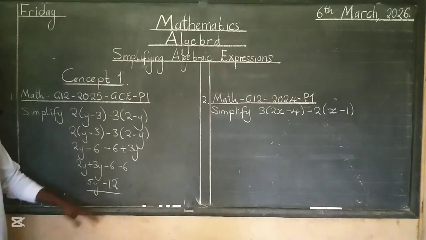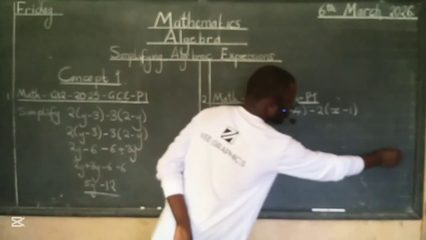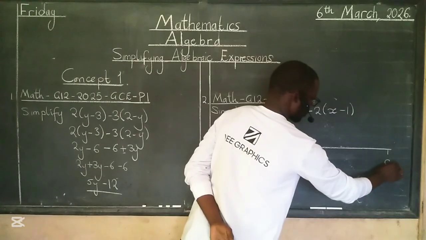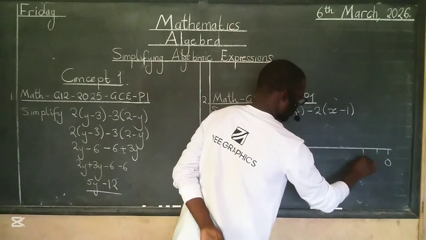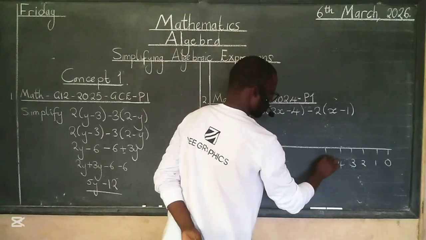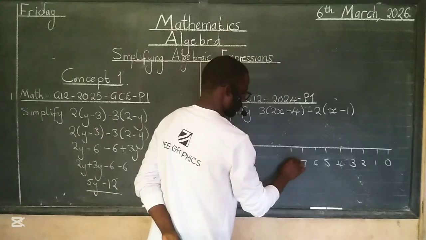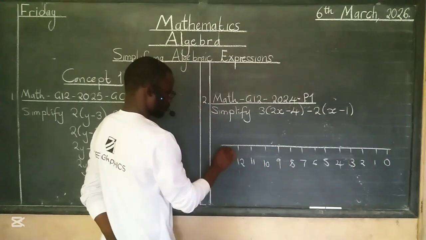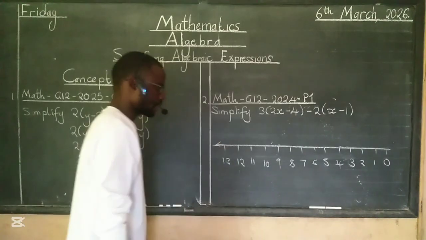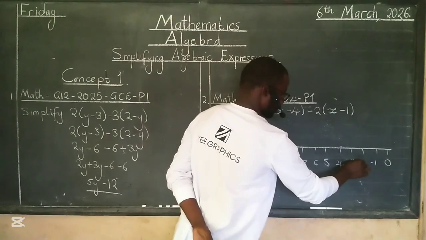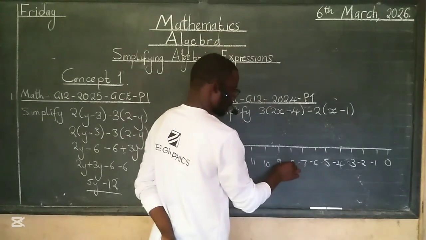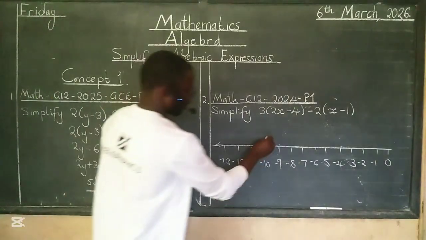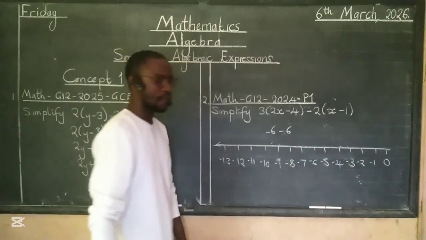How is it giving us minus 12? If we go to the number line, I will start here: 1, 2, 3, 4, 5, 6, 7, 8, 9, 10, 11, 12, 13. I've just picked one side of the number line, the negative part, so that I can show you how that answer comes up if you do not understand. So looking at this, minus 6, minus 6.